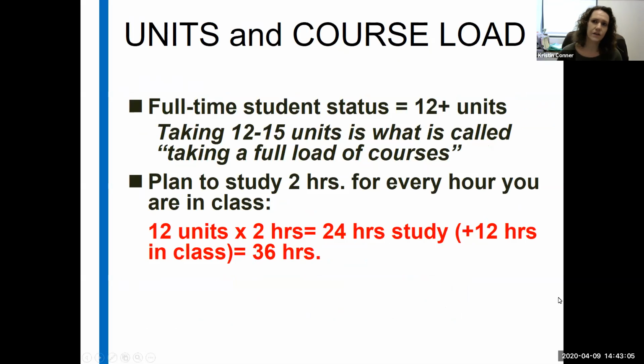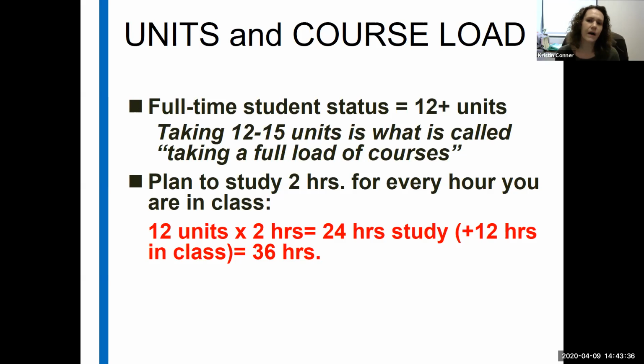Now, when I'm saying units and course loads, what am I talking about? So as a full-time student, when we say you're taking a full course load, what we are meaning is 12 or more units, usually 12 to 15. If you're a part-time student, it would be less than that, somewhere between maybe 6 or 9, all the way up to 11 units as a part-time student. Again, each class is around 3 to 6 units depending on what type of course it is.